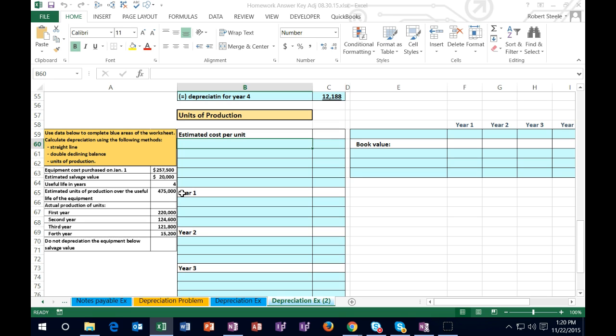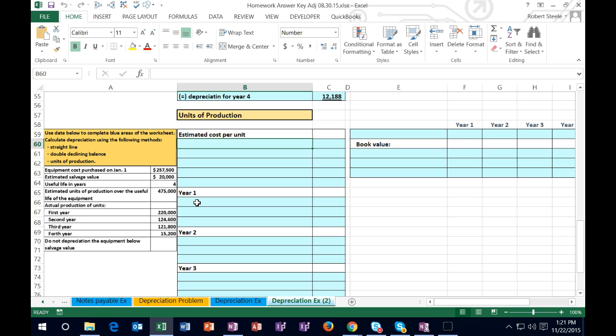In this case, we're going to attempt to do that. We're going to see what this machine does. What it does is it produces units of goods. So we're going to say it produces, over its life, 475,000 estimated units with this machine. That's the life of the machine, similar to a time frame of the machine if we were to say it's going to live for 4 years.